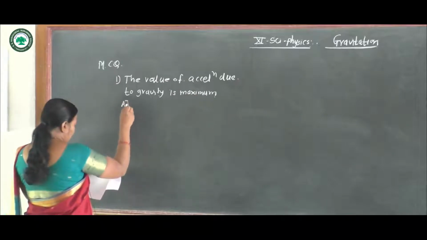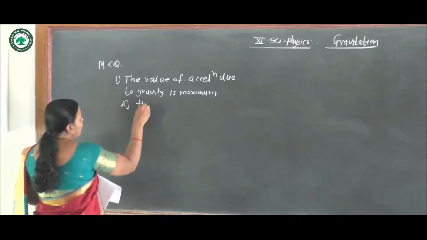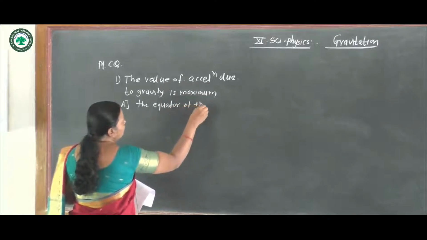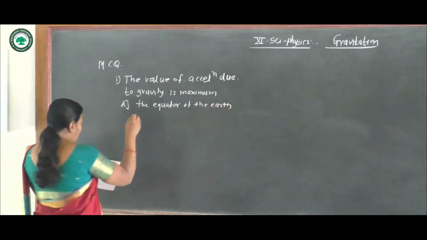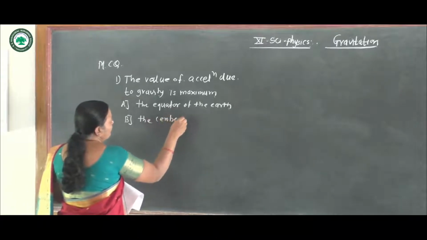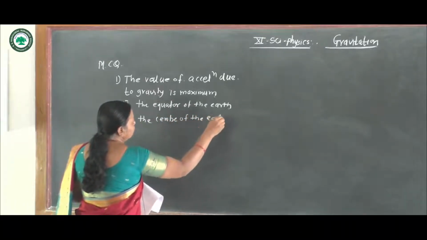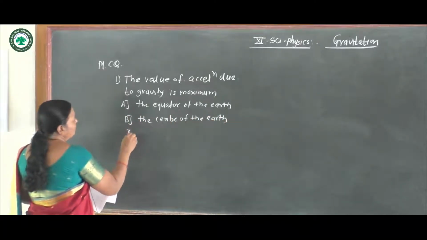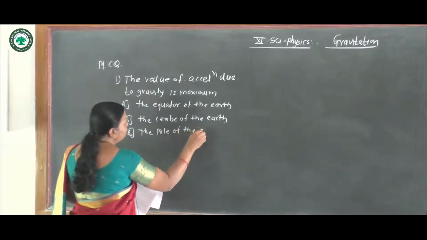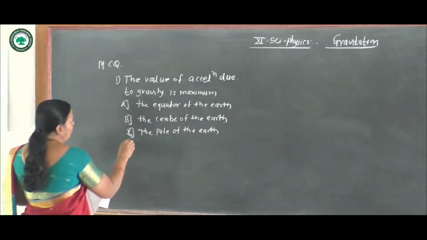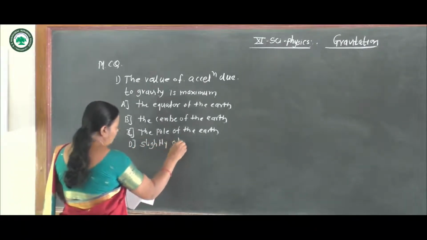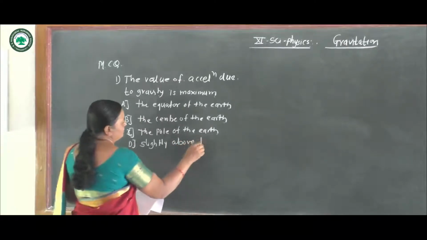First MCQ. The acceleration due to gravity is maximum: on the equator of the earth, at the center of the earth, at the pole of the earth, or slightly above the surface of earth.